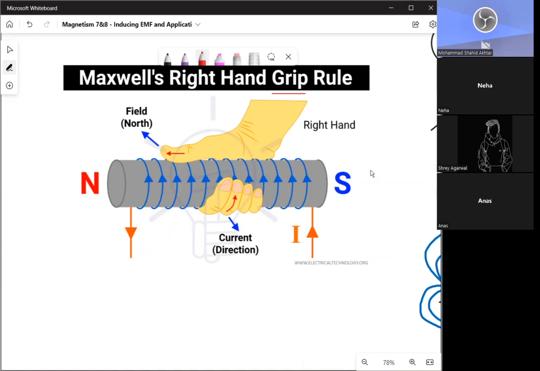And this is for a coil. So what you have to write in your notebook, all of you, is right hand grip rule for coil. Then thumb is the field, and fingers are the current. As soon as you're done writing, tell me. Done, sir. What have you written? I have written right hand grip rule for coil. Thumb is the field and fingers are the current. Right. Perfect.